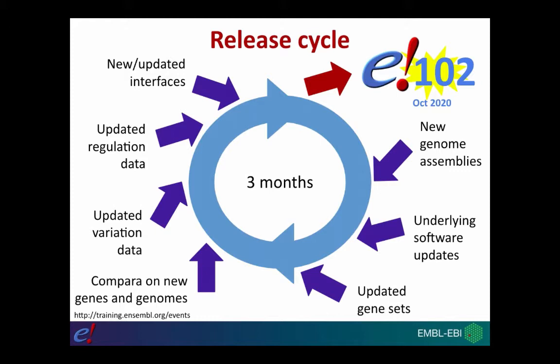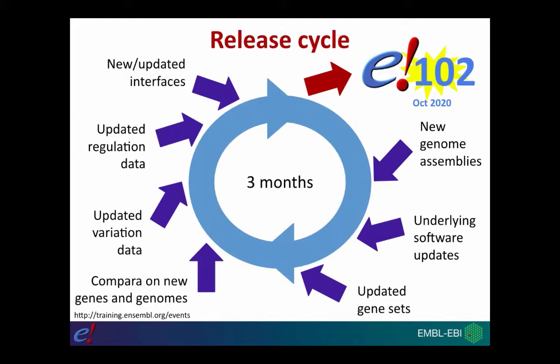So what we do is we package all of that new data up and we release it as a new version. For example, Ensembl 102 is going to be released in October of 2020. So hopefully in just a few weeks' time, Ensembl 102 will be released.